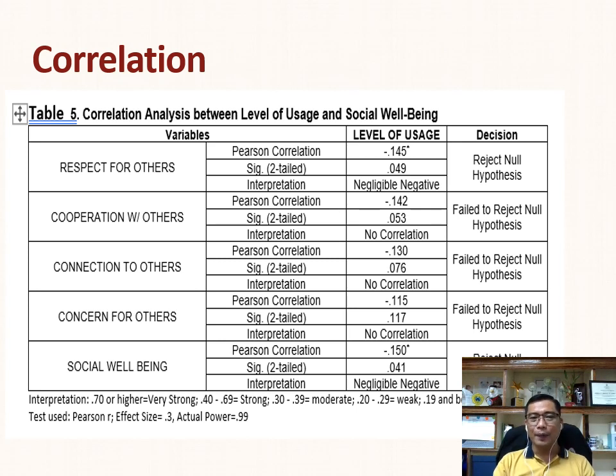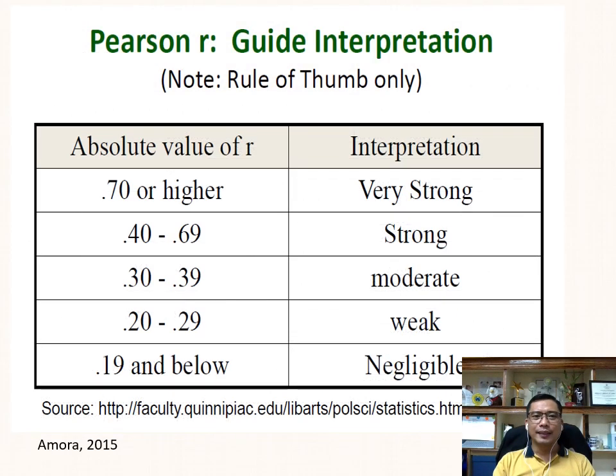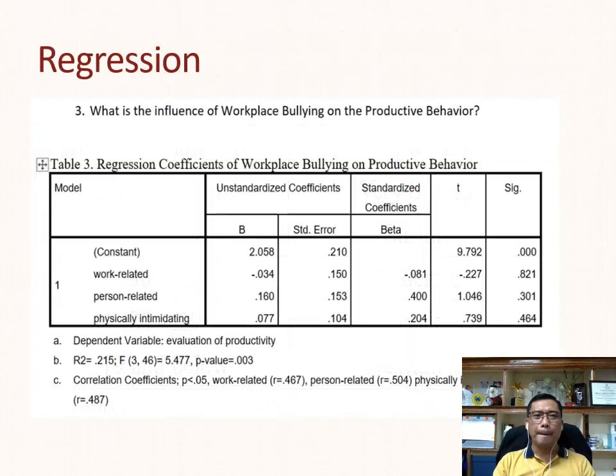Same with social well-being. It also has a negative, negligible correlation versus the level of usage. Okay? How about in regression? When you try to look into regression, you look first into the F value. The F value should be less than 0.05. In this case, the F is 0.003, this one. Therefore, you have a good model.